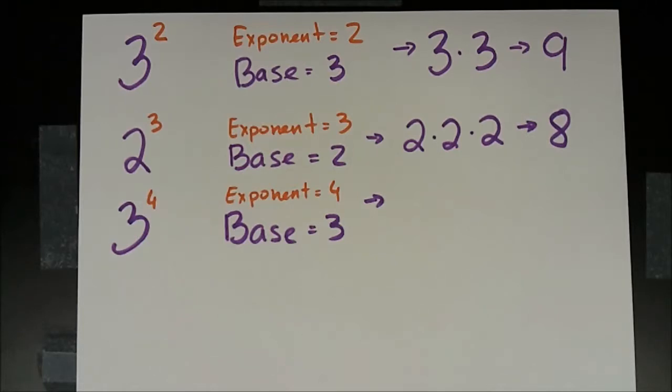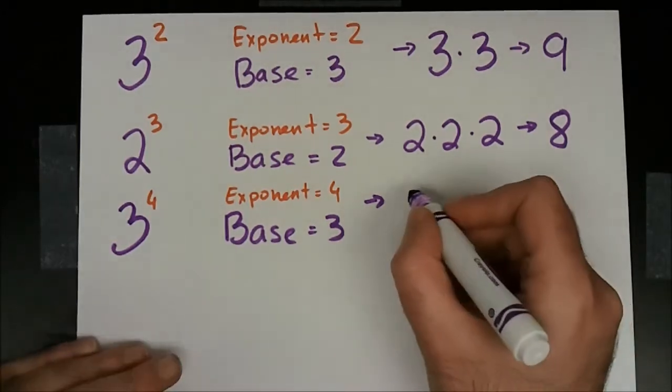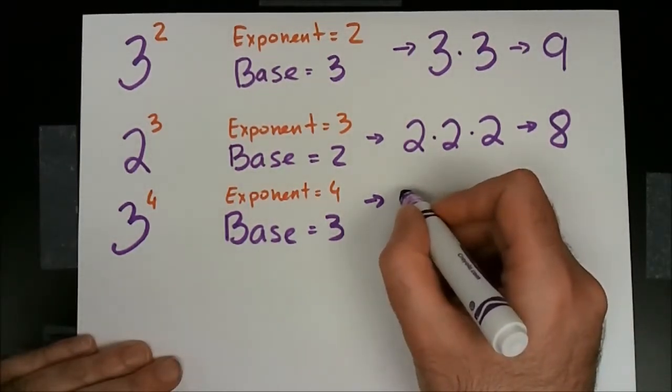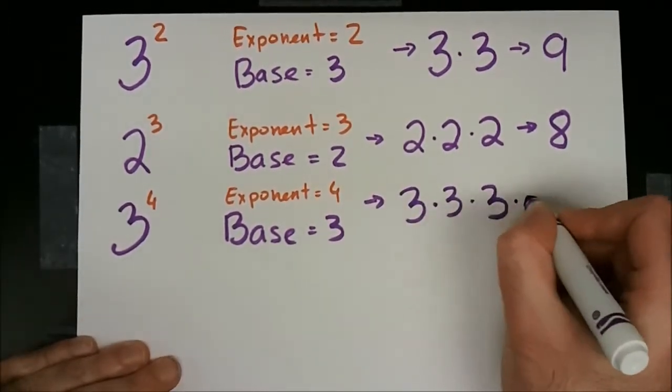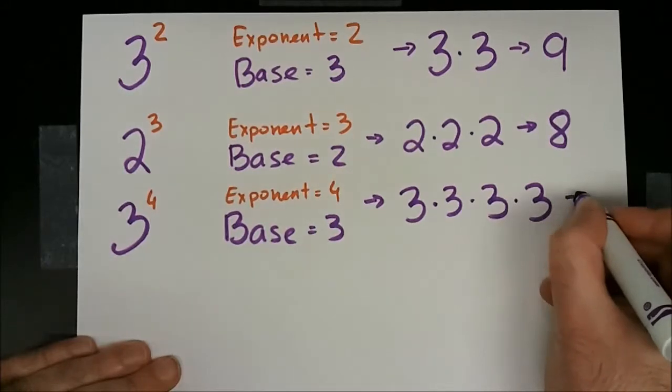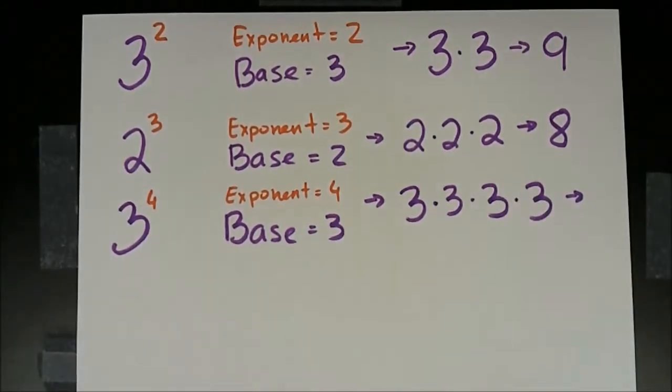If you said take the base, which is 3, multiply it against itself 4 times, you would be correct. So I'm going to take 3 and I'll multiply it against itself 4 times. 1, 2, 3, 4. And does someone know what is 3 times 3 times 3 times 3? If you said 81, you're absolutely correct.